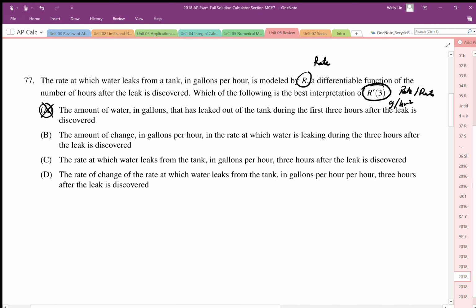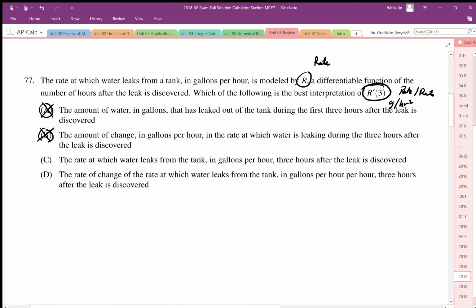For B, it says the amount of change in gallons per hour in which the rate at which the water is leaking during the first 3 hours after the leak is discovered. So this is the amount of change that gallons per hour. So right now the units don't seem to be working, in which the rate at which the water is leaking first 3 hours. No, this is a derivative. This is R. So again, we're going to eliminate B.